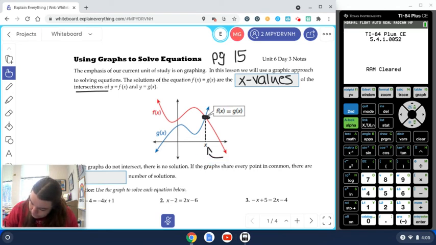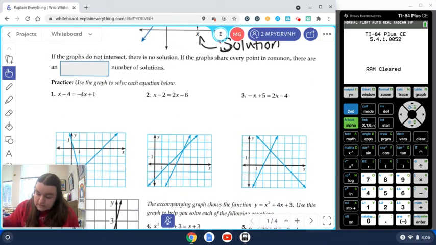So looking at this graph here, this would be our solution, because it gives us the same output, the same y value. Remember, x is your input, y is your output. So then below, let me adjust my screen. It says if the graphs do not intersect, there is no solution. So that would be something like two parallel lines. They're never going to intersect, so they'll never have the same output at the same time, so there's no solution.